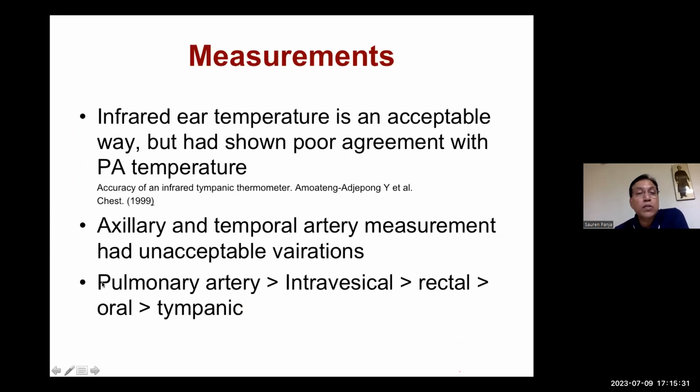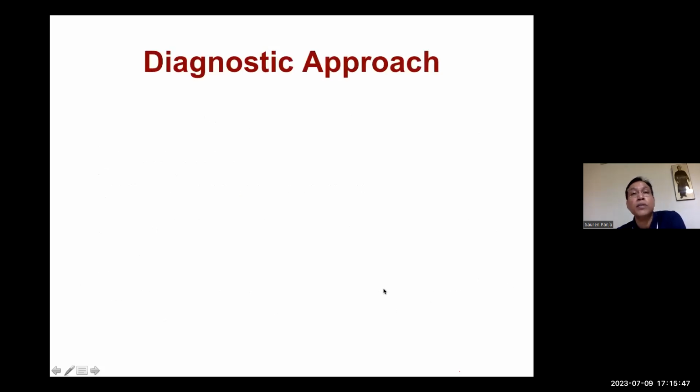So amongst all this, pulmonary temperature, this is actually the hierarchy of the temperature probe. Pulmonary artery catheter is the best, then intravesical, followed by rectal, followed by oral and tympanic. So we are in between. In between means neither this side nor that side. So the rectal probe usually is a good option.